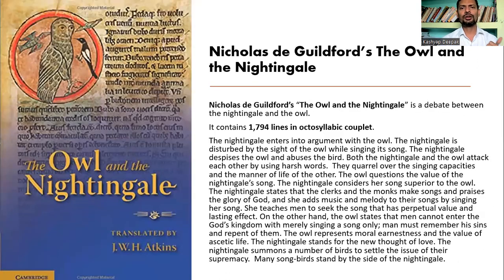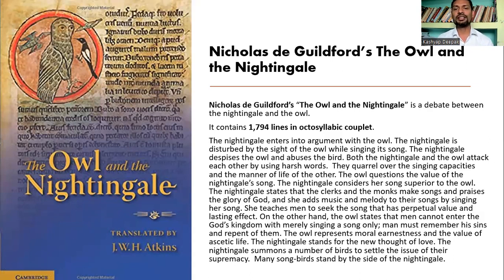Second is Nicholas de Guildford, The Owl and the Nightingale. You can see the exact title on the left side of the book. Here you have the owl, and here you have the nightingale, and that is a debate between the nightingale and the owl. It contains 1,794 lines in octosyllabic couplets. And that debate is very systematic.